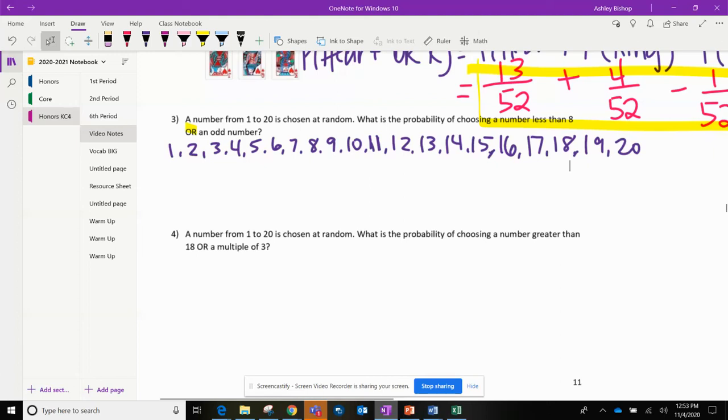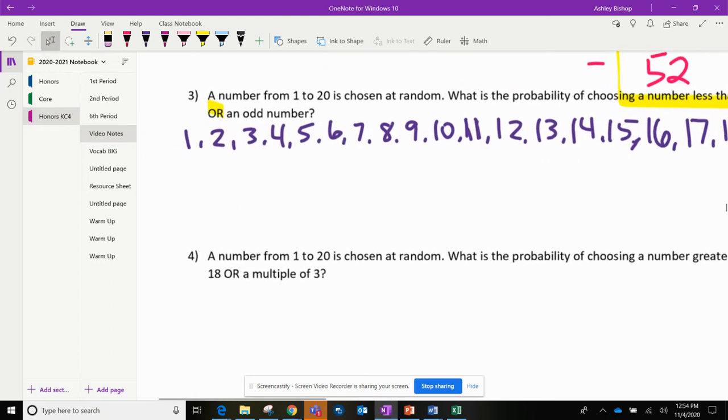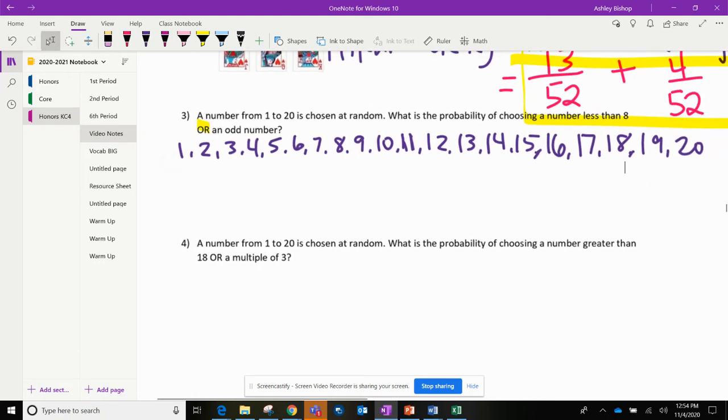Okay, for this next example, like I said, we are working with numbers 1 through 20. So I listed them all out so I had a visual. And I want to find the probability of choosing a number less than 8 or an odd number. And the very first thing I want to ask myself is, can these two things happen at the same time? Probability of choosing a number less than 8 and an odd number. Could those two things happen at the same time? And I hope you agree that they can. I can pick a number that's less than 8 that happens to be odd. So there's overlap here. So I'm going to write out my formula.